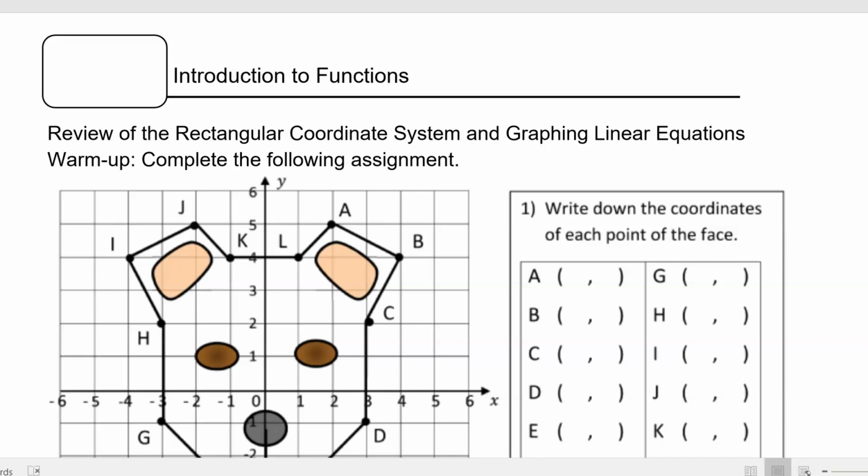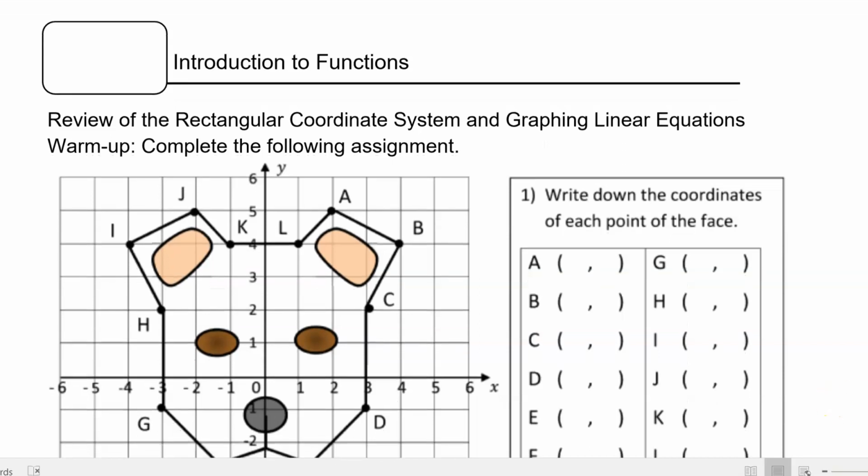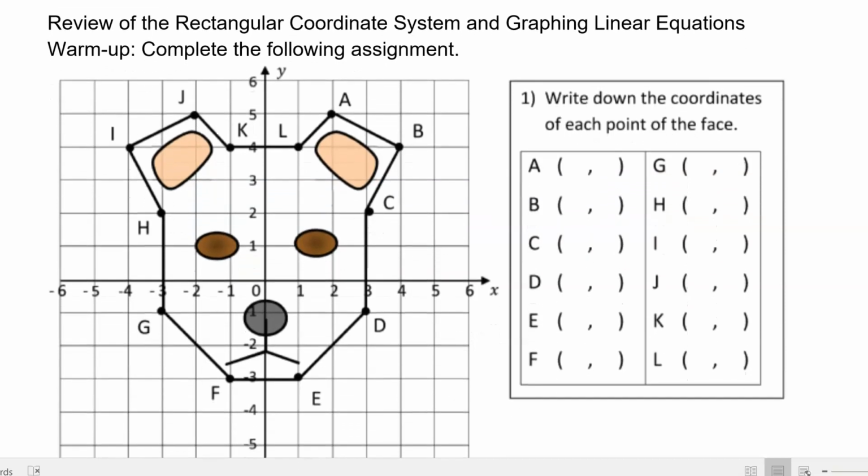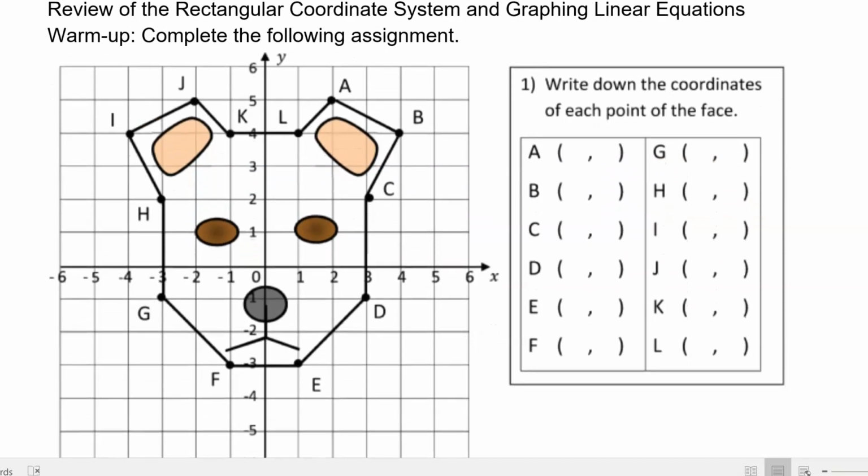Let's get started with functions. Let's first start with a review of the rectangular coordinate system and graphing linear equations. Here's a warm-up exercise. Complete the following assignment. So what I want you to do is write down the coordinates of each point of the face.